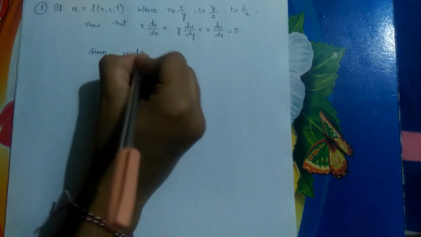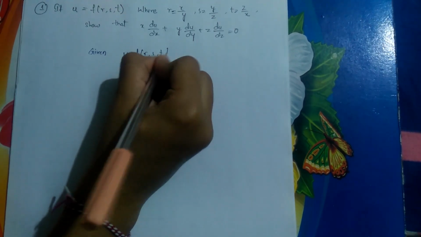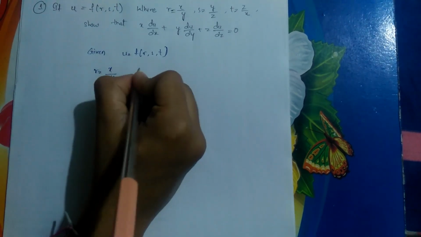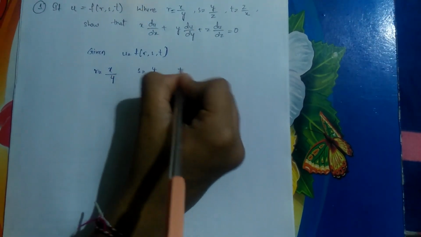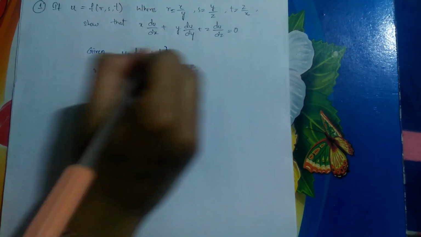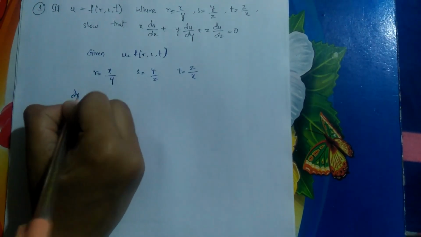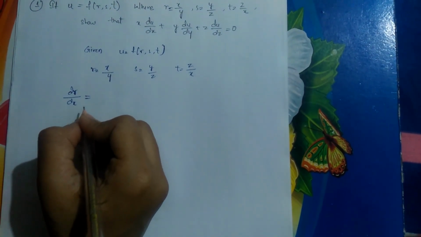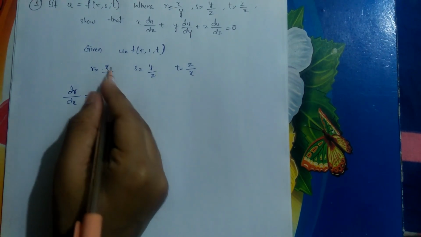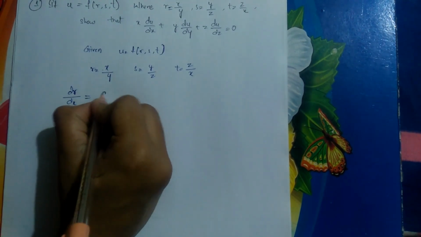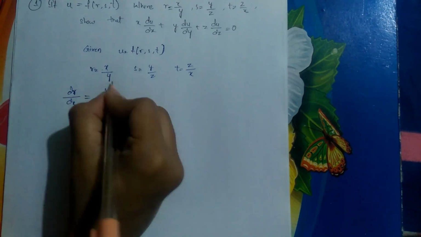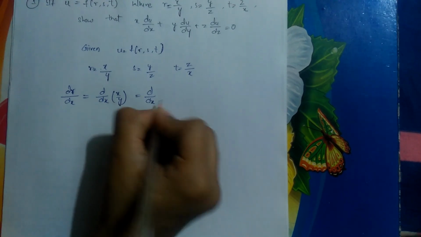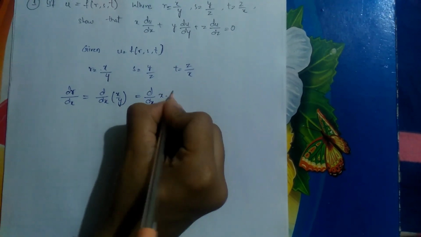Given u is equal to f of r comma s comma t, and r is equal to x by y, s is equal to y by z, t is equal to z by x. Then first find dou r by dou x. So dou r by dou x, r is derived with respect to x. So dou by dou x of r is x by y. In a clearer way we can write it as dou by dou x of x into 1 by y.